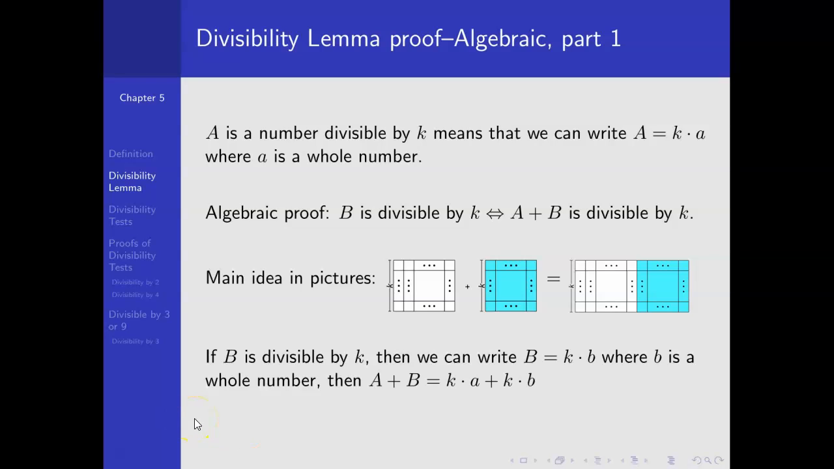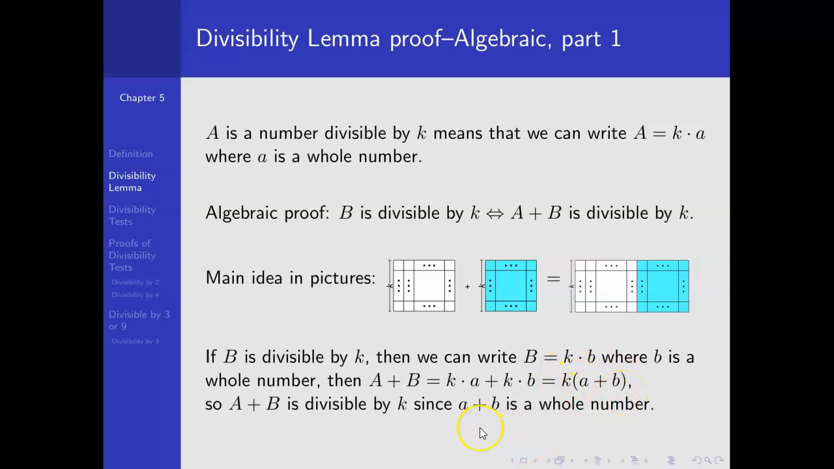But now we're going to look at a plus b, capital A plus capital B. So that's going to be k times little a for a and k times little b for b. And then we're going to use the distributive property to pull k out, and we get k times little a plus little b. So a plus b is divisible by k because we can write capital A plus capital B as little k times a whole number, little a plus little b, which means that capital A plus capital B is a multiple of k.